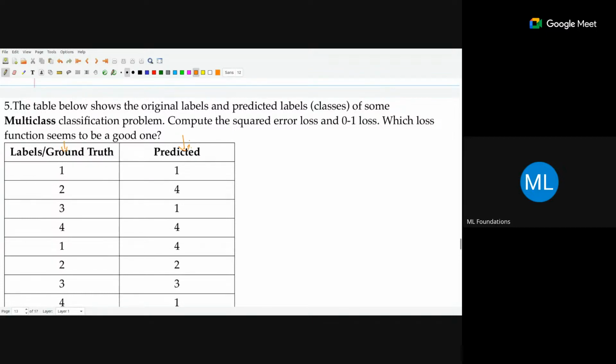So squared error loss is simply the difference squared and summed over. For 0 1 loss, if those two are equal, the indicator function will show 0. If they are not equal, the indicator function will show 1. So you just have to get the fraction of misclassified. And which loss function seems to be a good one? I want that also. So compute the squared error loss, compute the 0 1 loss, and tell me which one is good. These are the different points I have.